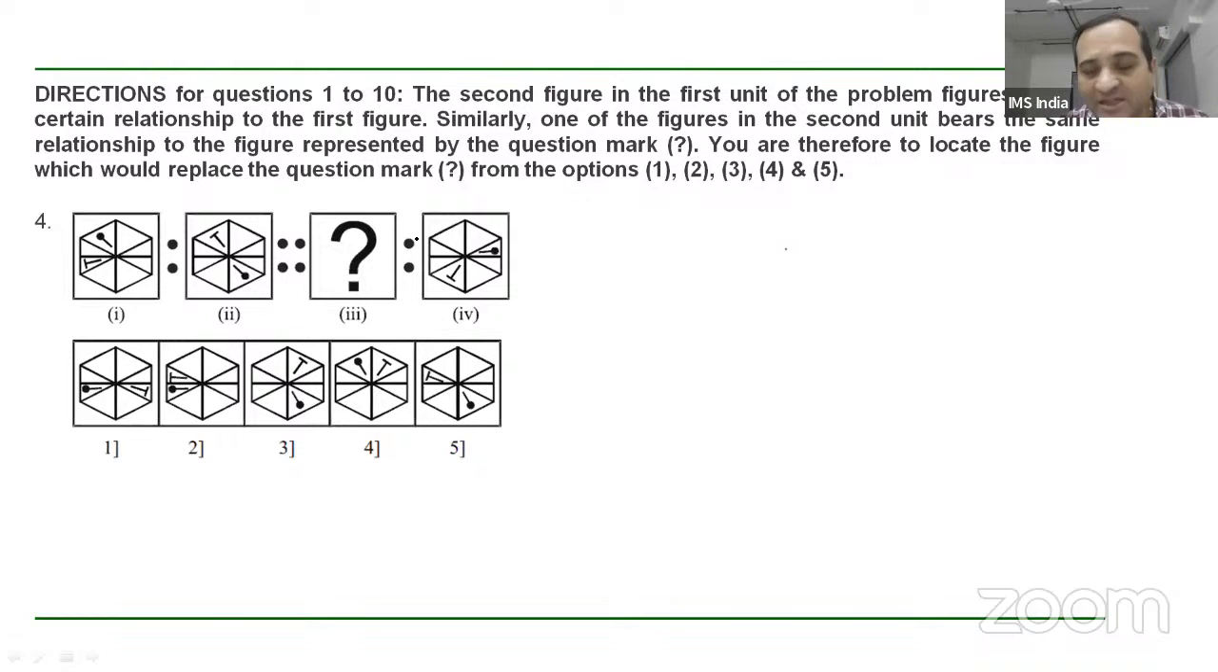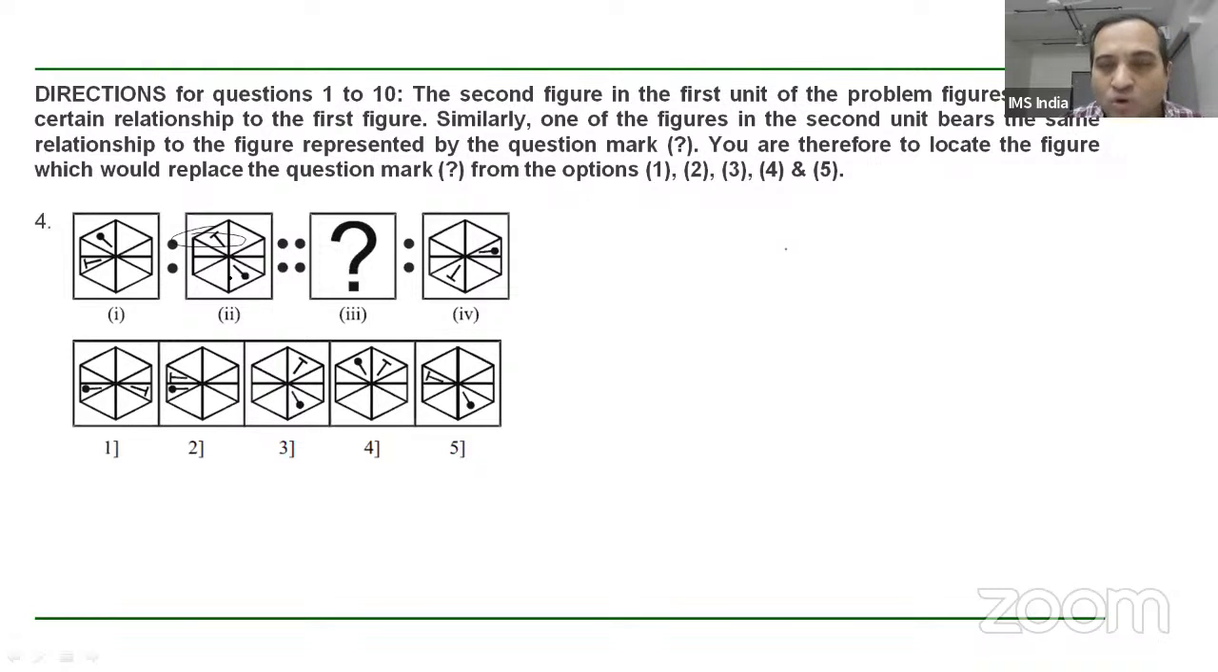First thing, in this question, do you see the third figure is missing and the fourth figure is given? So I try to trace from 2 to 1. What is happening from 2 to 1 should happen from 4 to 3 also. Now if I look at 2 to 1, look at the T here. What is happening to this T? Can I say it is moving two blocks anti-clockwise?